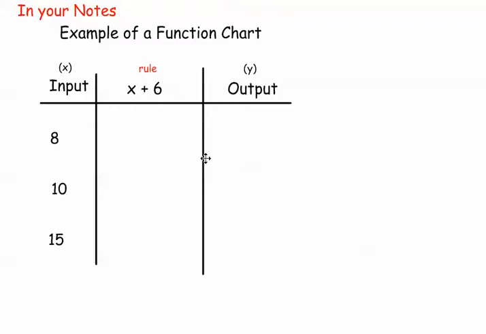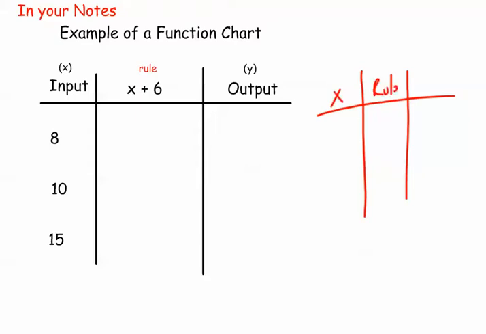So for a function chart, what you all are going to be required to do is to make one of these. So all it is, if you'll see, there's just 3 columns. So the first column is going to be my x values or my input. My middle column is going to be my rule, or what am I doing to that x value. And then the final one is going to be my y, or my answer. What does it come out to be? So this is in your notes, so let's just go ahead and practice one.